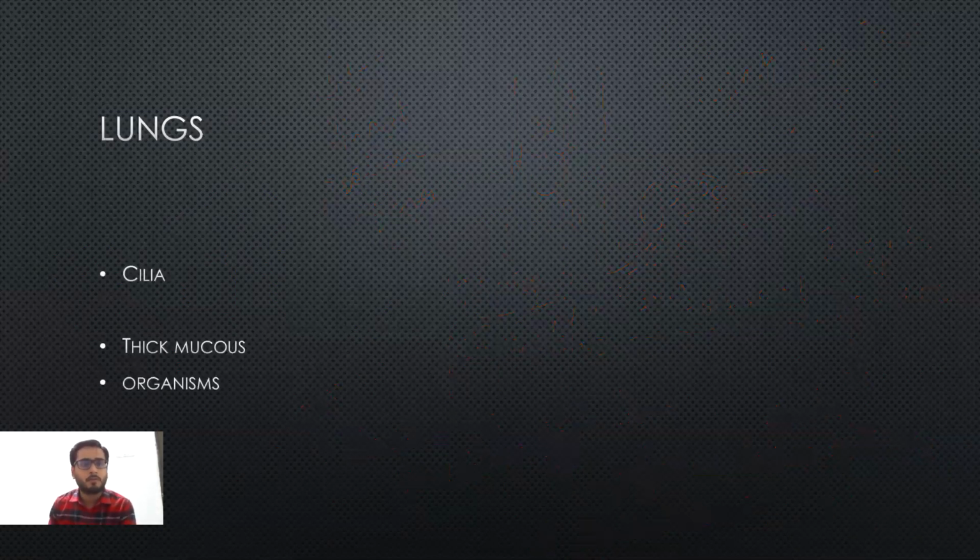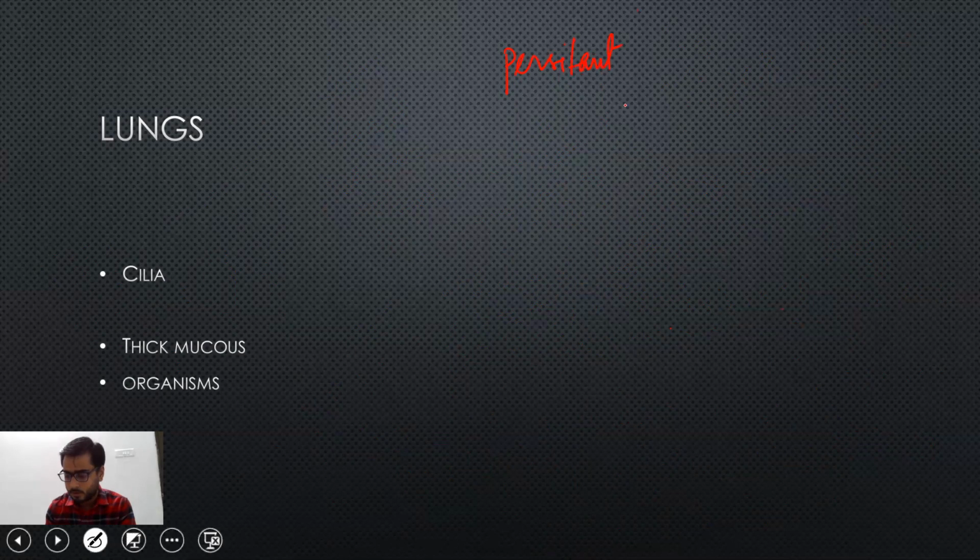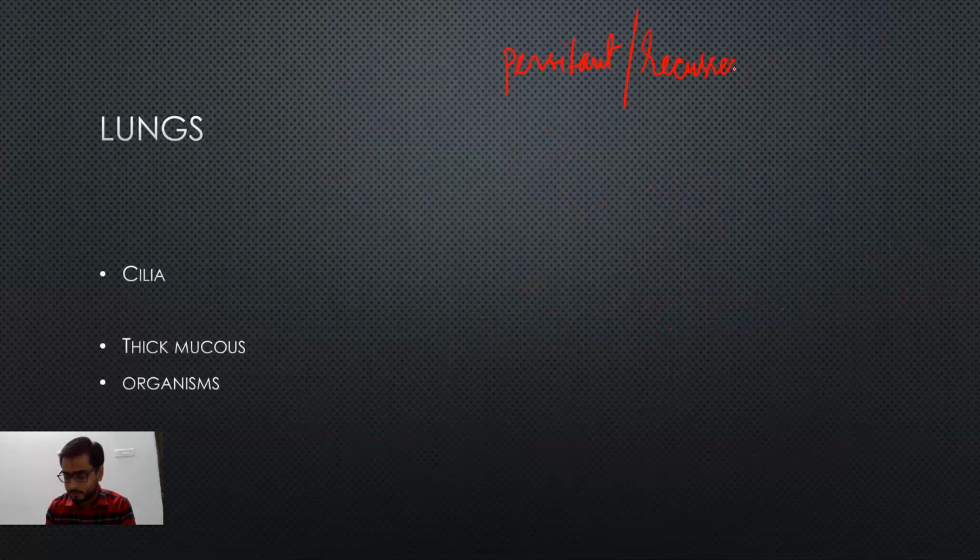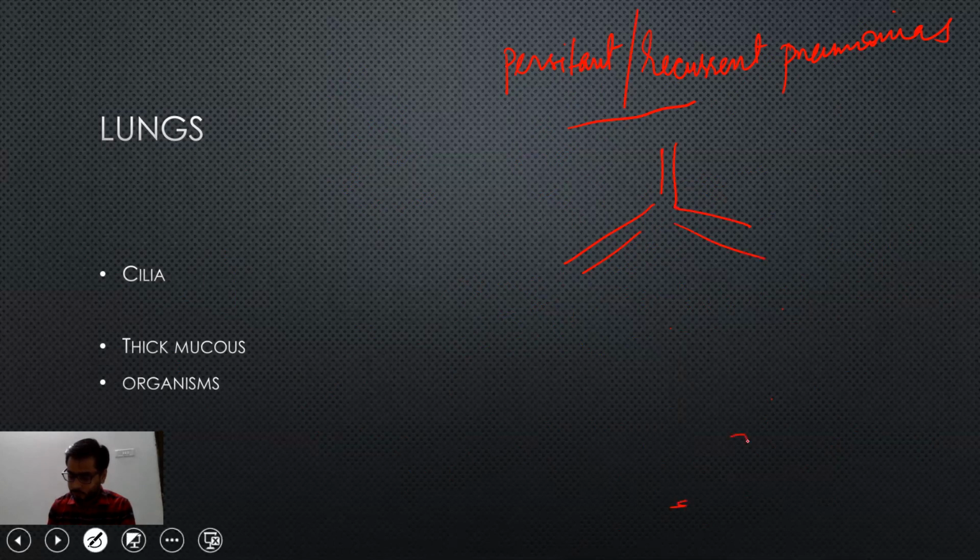Next, coming on to later in life, the lungs. Cystic fibrosis is a cause of persistent or recurrent pneumonias. Fine. So what is happening here? Again, we have our lungs. These are the bronchi, then we have bronchioles, then the alveoli.